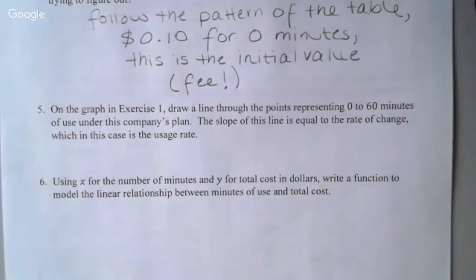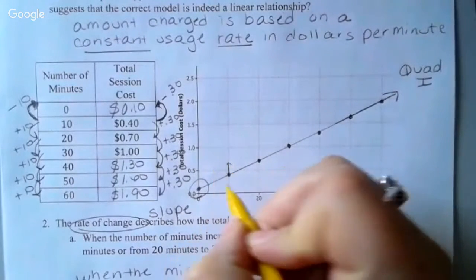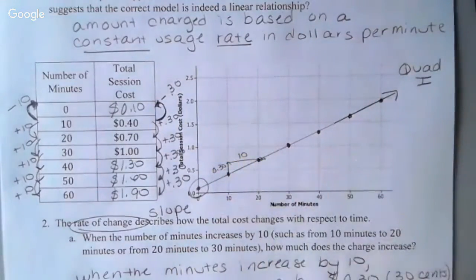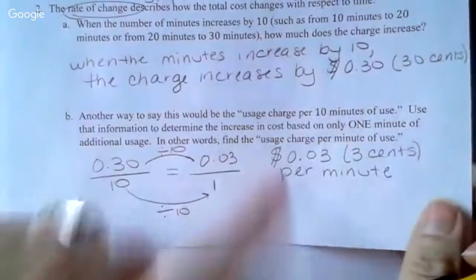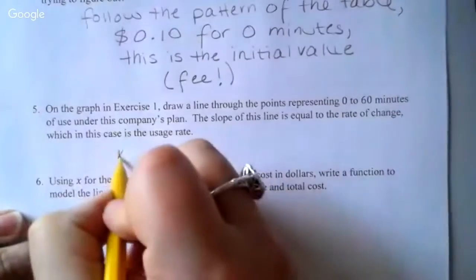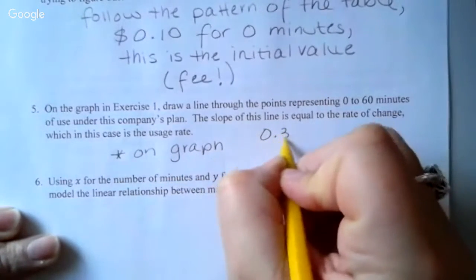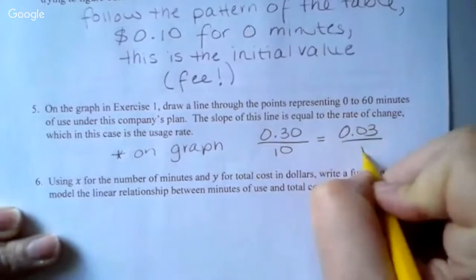And then it says the slope of this line is equal to the rate of change, which in this case is the usage rate. So if we go back and look at this, if I'm finding the slope, I'm going up 30 cents, but going to the right 10. But as you know from below, 30 cents over 10 ends up being 3 cents per minute. So that gives me my slope or my usage rate. So here we're just going to put on the graph. That's where you can find that. And again, your slope is this many for 10, which means it's 3 cents per minute.